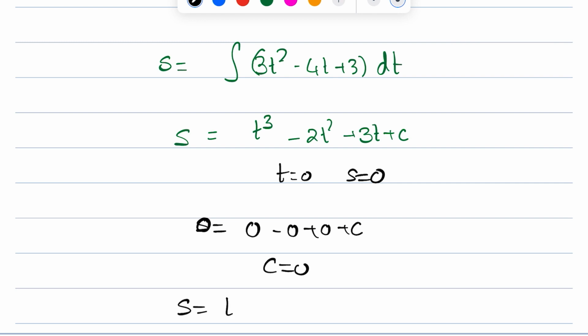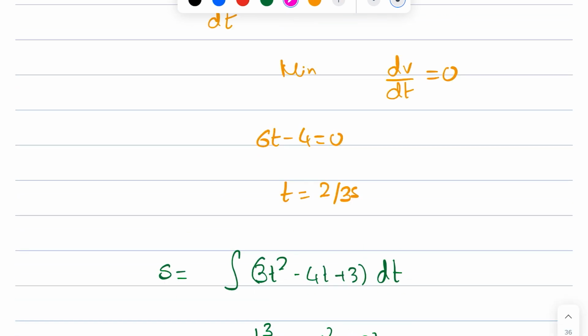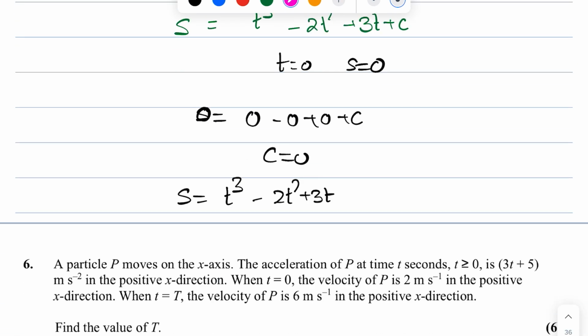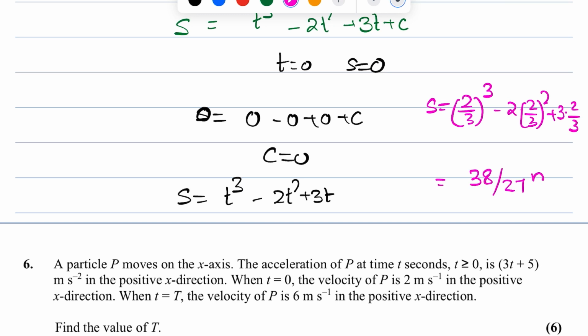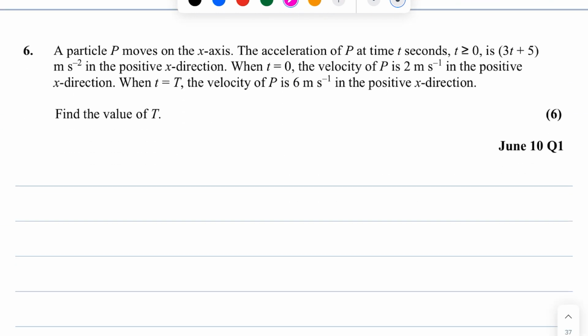So what is the equation? t cube minus 2t square plus 3t. But now I have to find the distance at 2 upon 3 seconds. So plug in 2 upon 3: 2 upon 3 whole cube minus 2 times 2 upon 3 whole square plus 3 times 2 upon 3. Simplify that, and you should get 38 upon 27 meters.